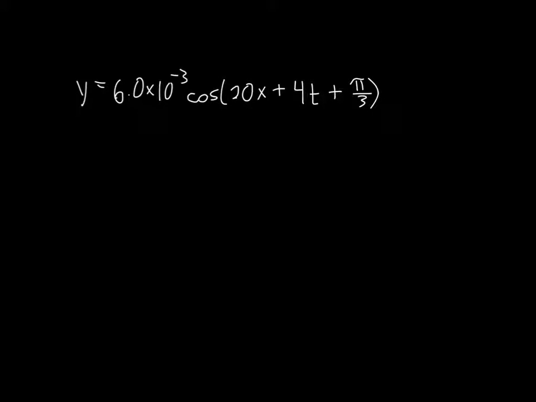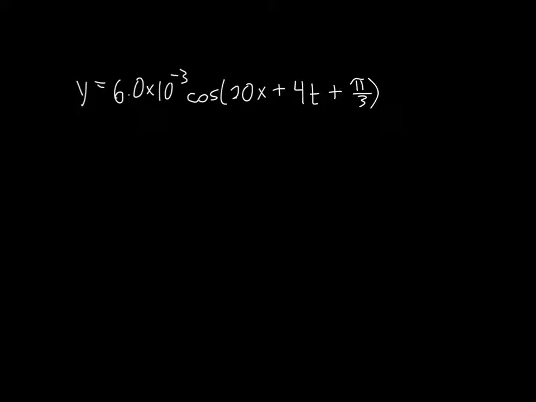So let's say you have a problem where you're given a function for a wave, and in this case we have the following. We have y is equal to 6.0 times 10 to the negative 3 times cosine of 20x plus 4t plus pi over 3. Each one of the elements inside of this wave represents a different value, a different quantity.